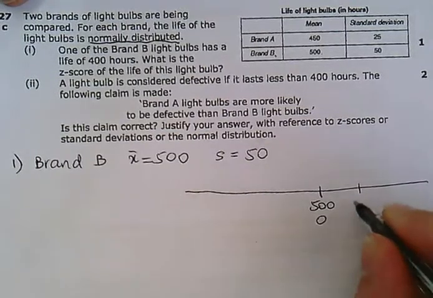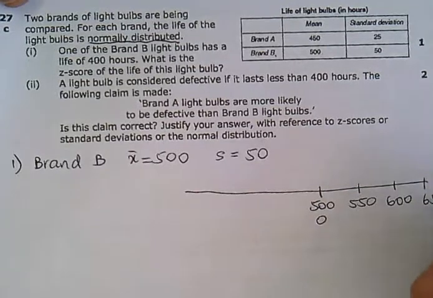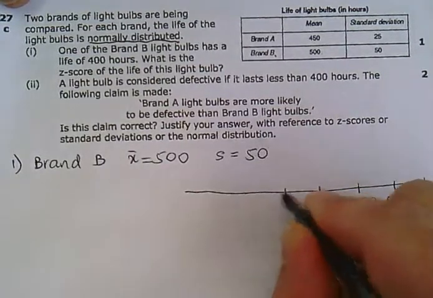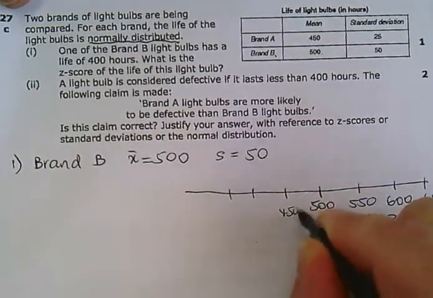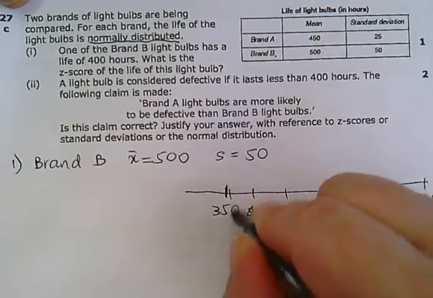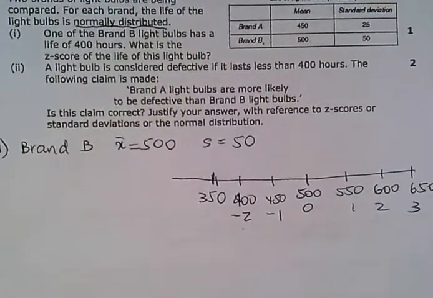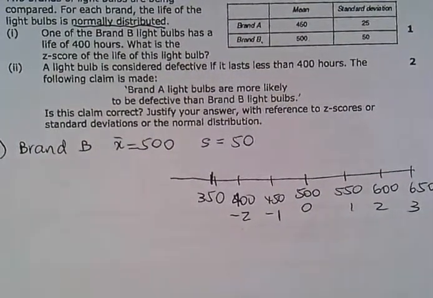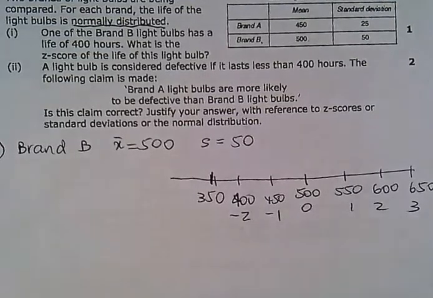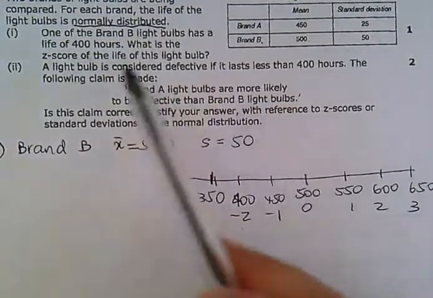So what's my next thing up? 550, 600, 650, their Z-scores 1, 2, 3. Then I can come down 450, 400, and 350. If you want, you can use the formula. It's worth 1 mark. But I can already see what the Z-score is. Can you see the Z-score for 400?